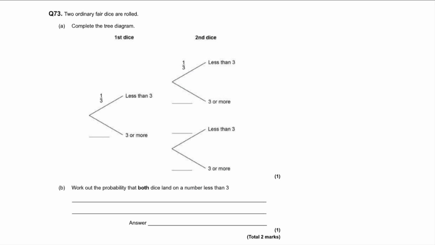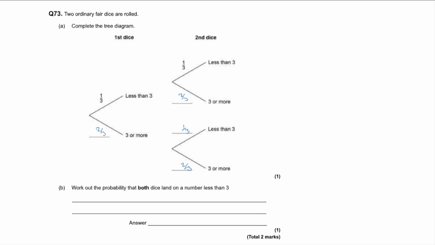Question 73, two ordinary fair dice are rolled. Complete the tree diagram. So the probability that you get less than 3, that's 1 in 3. What outcomes are less than 3? Less than 3 is 1 or 2, so you've got 2 outcomes out of 6, which reduces to 1 over 3. So the probability of getting 3 or more, you get 3, 4, 5 or 6, that's 4 out of 6, which simplifies to 2 out of 3. It doesn't matter on the first or second roll, you're not going to change your probability of rolling a particular score on the dice. It should be the same each time. So that's 2/3 there as well, and 1/3 and 2/3 there as well.